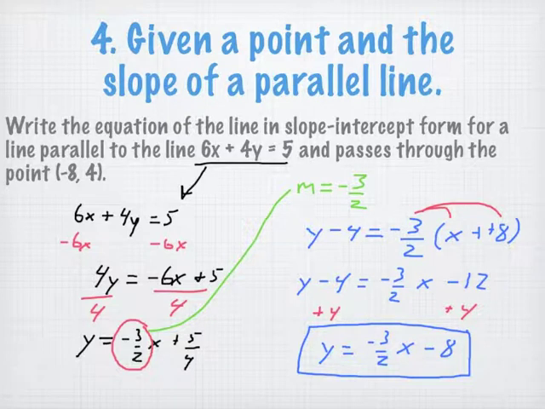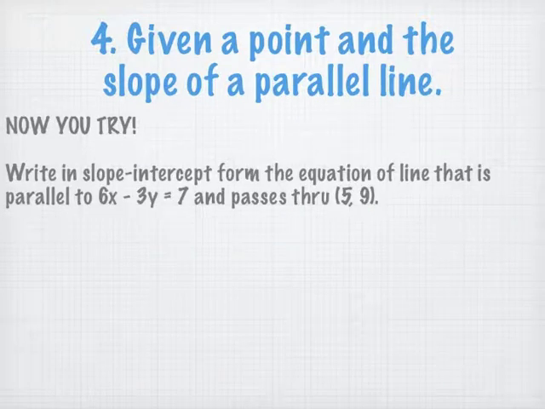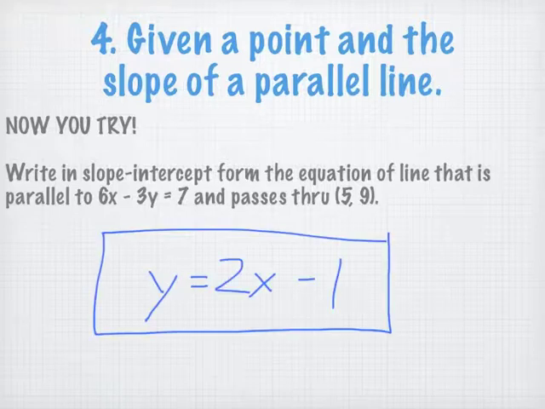Now you try. You want the slope-intercept form of a line that's parallel to 6x minus 3y equals 7 and passes through 5, 9. Pause the video right now and try this out in your notes. Hope you got something like y equals 2x minus 1.